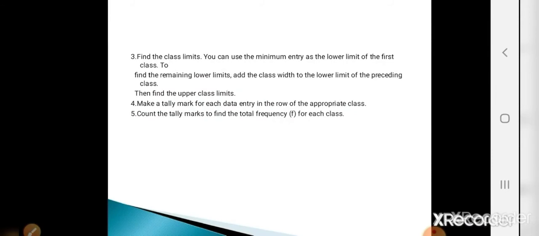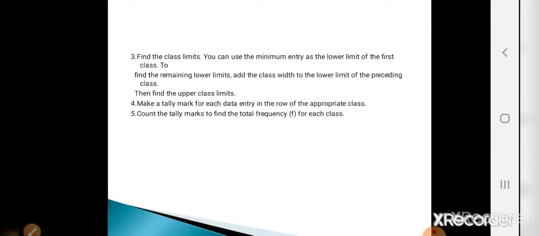Now the third guideline is to find the class limits. You can use the minimum entry as the lower limit of the first class. To find the remaining lower limits, add the class width to the lower limit of the preceding class. Then find the upper limits. Now the fourth guideline is to make a tally mark for each data entry in the row of the appropriate class. And last, fifth, count the tally marks to find the total frequency for each class.